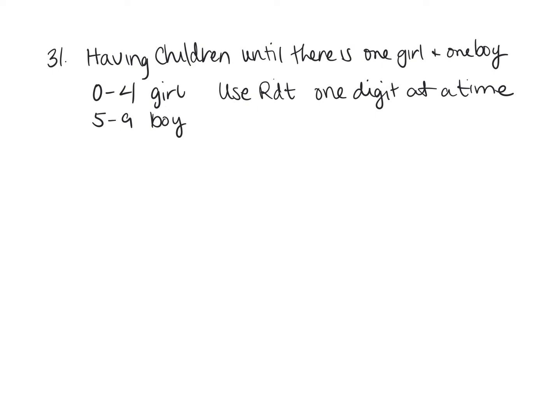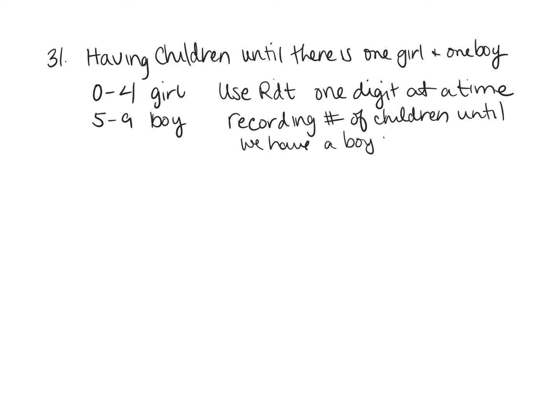What are we doing? We're recording how many children until we have a boy and a girl. So no matter how many trials we do? 10 is the standard. 35. Okay.